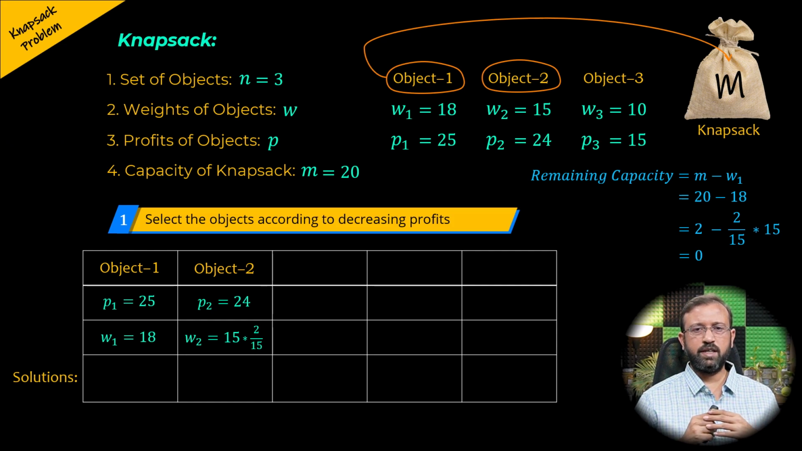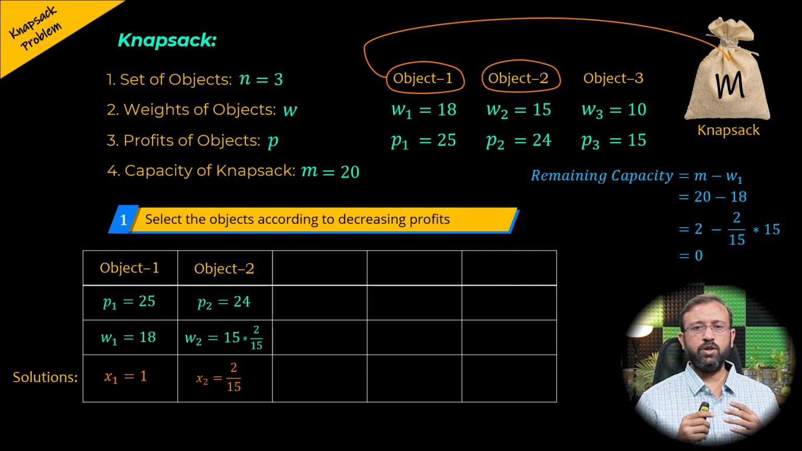So, in this case, the knapsack is filled with whole of object 1. Therefore, the solution x1 of object 1 is 1 because the whole of object is used to fill the knapsack. Then, the solution x2 of object 2 will be 2 by 15 because that is the fraction of the weight W2 of object 2 which is used to fill the knapsack.